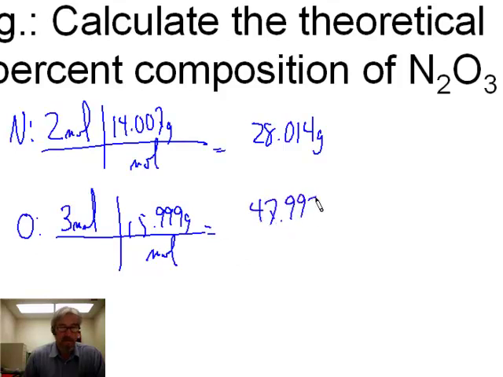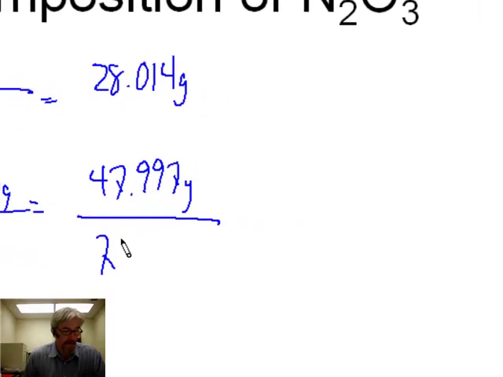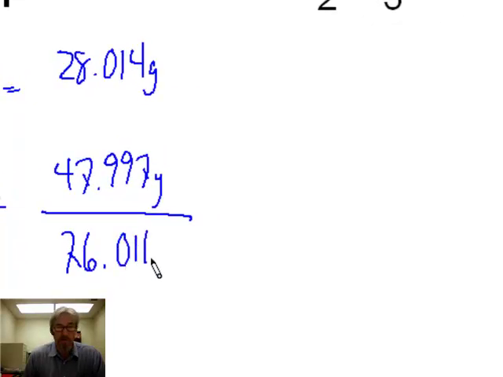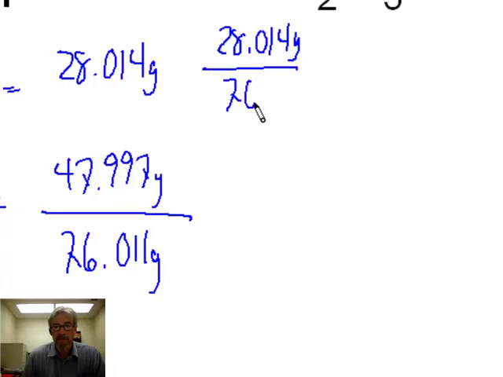47.997 grams of oxygen. Well, the sum of these two is the total mass of the compound, or the molar mass of the compound, and so that's 76.011 grams. Now, to find out what percent is nitrogen, 28.014 grams divided by 76.011 grams.